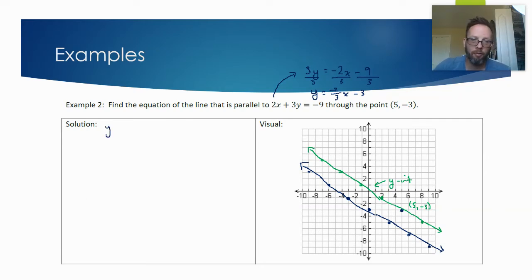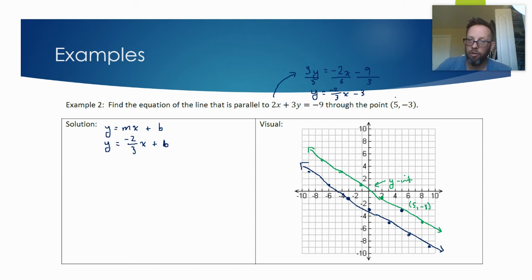Never a bad idea just to get your mind settled in. Just write out the equation of a line. This is what we're going for. And we know the slope. Our line is parallel to this line, which has a slope of -2 over 3. But we currently don't know our y-intercept. We know it is between 0 and 1.